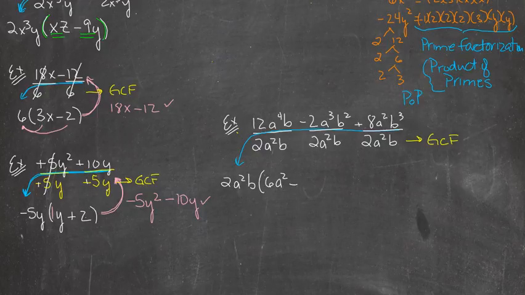Minus 20 divided by 4 is 5, don't have to write it down, just is. A cubed minus 2 means I have an a left behind. B squared minus b means I have 1b left behind. Plus 8 divided by 4 is 2. A squared divided by a squared is just 1. And b cubed divided by b is b squared. All right, now let's check my work again.